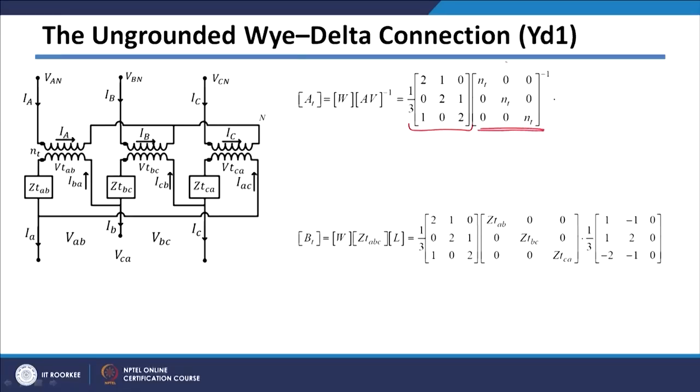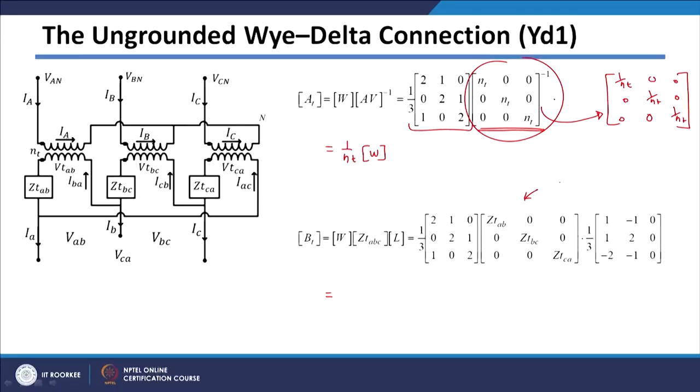If you see the inverse of this part, it will be just 1 by NT, because they are only diagonal entries, so it will be 1 by NT, 1 by NT, 1 by NT. Off-diagonal entries will be 0 if you take the inverse of this matrix. So from this I can take 1 by NT common out, which will get multiplied by W. So AT I can just write it like this, and in case of BT also, this is your W and ZT ABC.